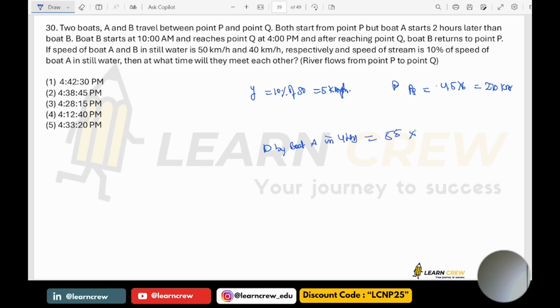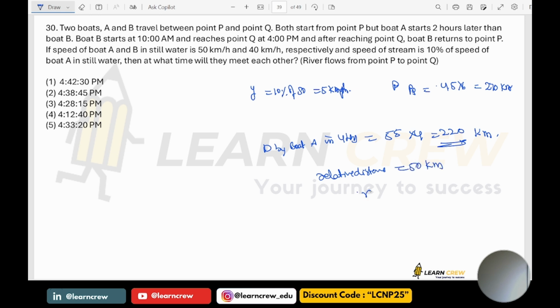55 into 4, which is 220. Yes or no? 220 kilometers. Now the relative distance. What is the relative distance? 270 minus 220, which is 50 kilometers.